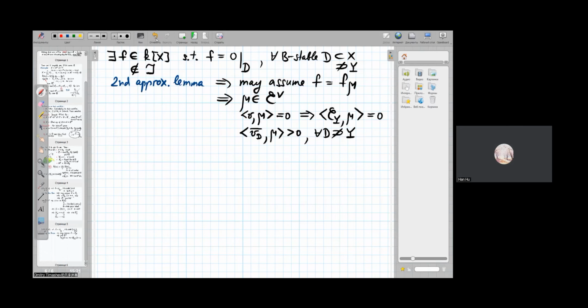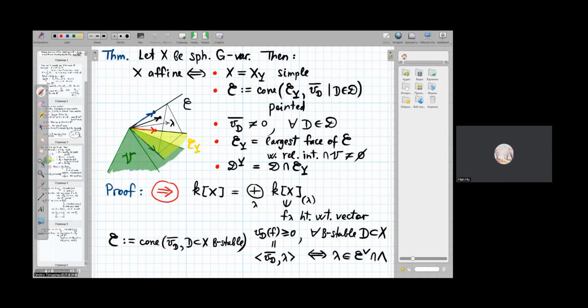So the picture, coming back to this page, is like this. You have this vector mu in the dual vector space.